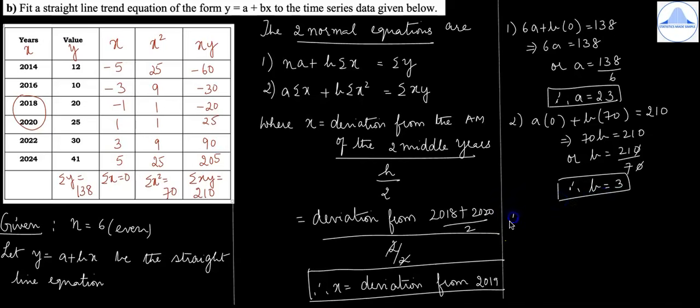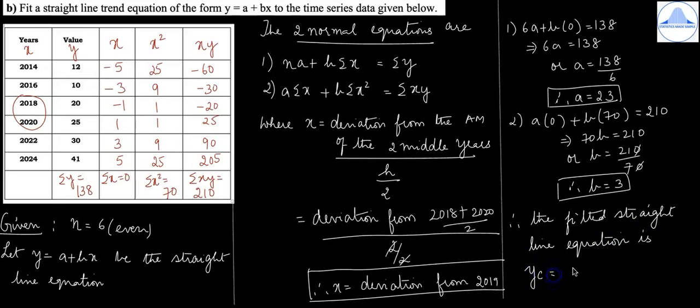Then you can write the last step. Therefore, the fitted straight line trend equation is yc equal to, now in place of a, you have to substitute 23 plus bx, so plus 3x. So the fitted straight line trend equation is yc equal to 23 plus 3x.